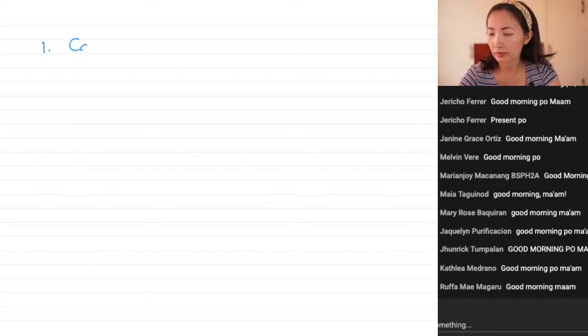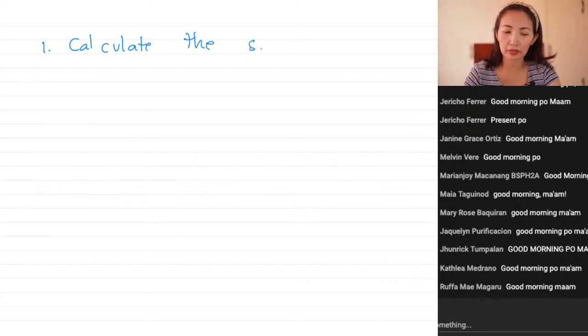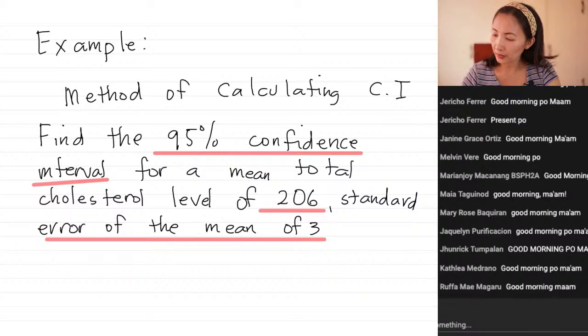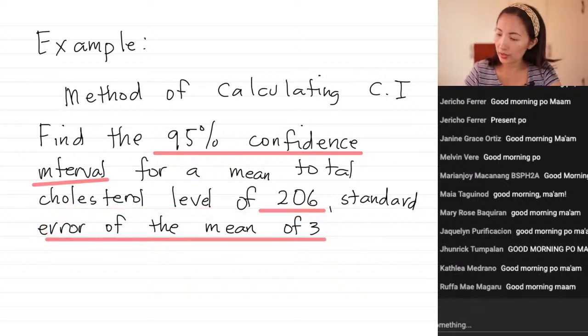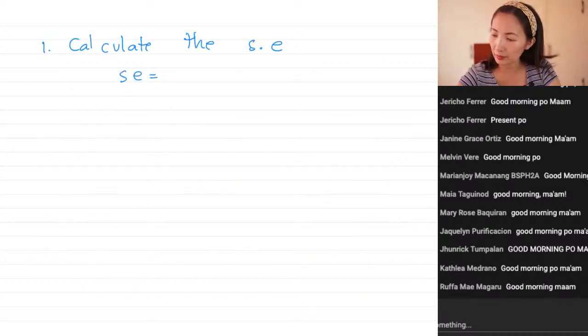Calculate the SE, the standard error of the mean. Going back to the problem, it's already given, so we don't have to. The standard error of the mean is already provided, 3, and the cholesterol level is 206. So that we don't have to do. SE is equal to 3; it's provided in the problem.